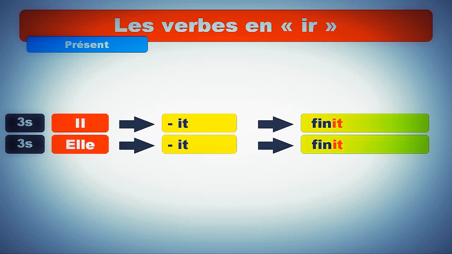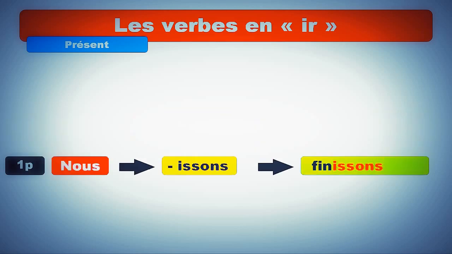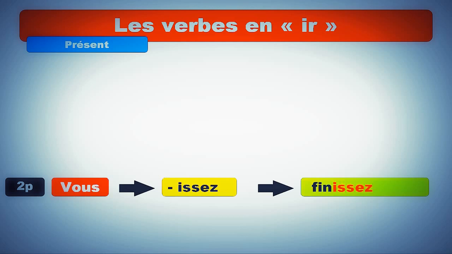Okay, so let's see how it goes for nous. As you can see, for nous, the ending is I-S-S-O-N-S. All right, so you get the form nous finissons. Repeat. Nous finissons. For vous, you get I-S-S-E-Z. You can see that the ending, the last letter, Z, is pronounced like E. And you get the form vous finissez. Repeat.